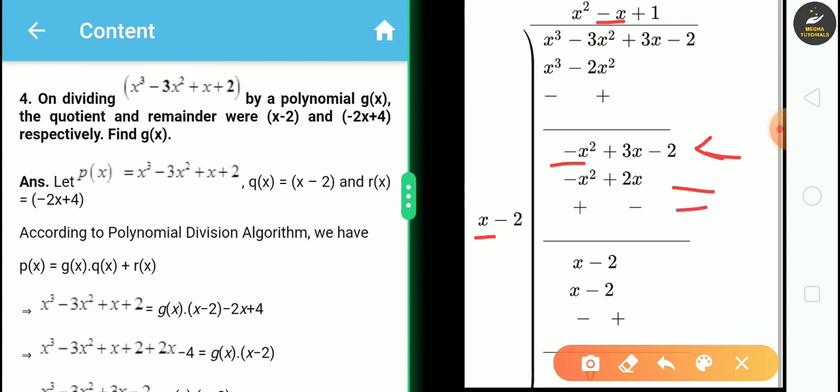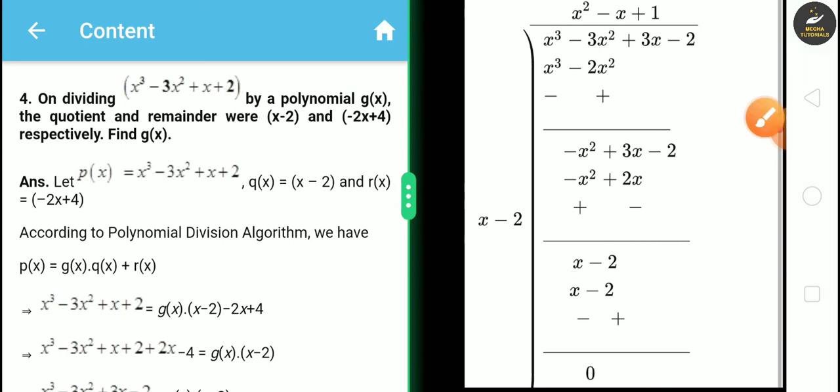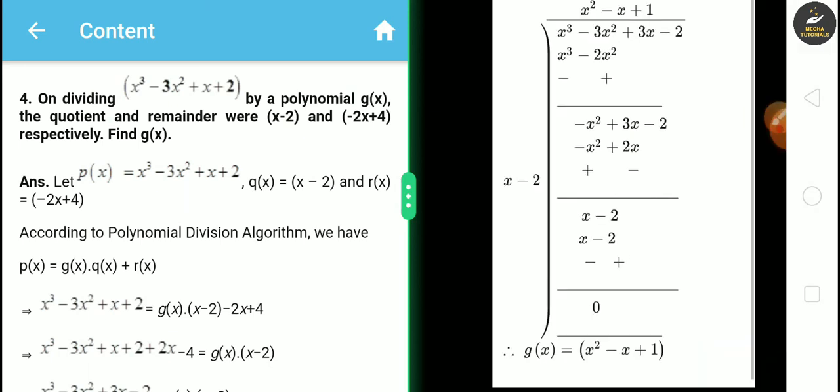So we'll get minus x square plus x square is 0, plus 3x minus 2x is x, and minus 2 as it is. So we'll get x minus 2. Again, first term upon first term, so we'll get 1. Multiply 1 with the x minus 2, we'll get the same result, x minus 2. We'll change the sign, and then x minus x is 0, and minus 2 plus 2 is 0. Okay, so remainder is 0. Therefore we can say that g of x is equal to the quotient of this division. Therefore g of x is equal to x square minus x plus 1.